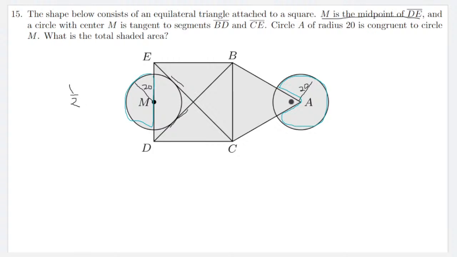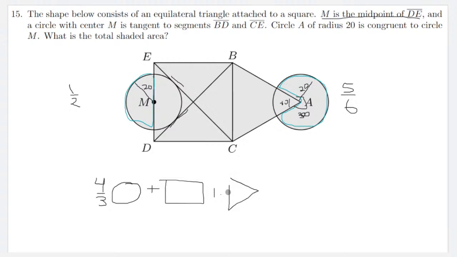Well, the one over here, we know this is an equilateral triangle, so this is 60 degrees. And we know a full circle is 360 degrees. So the remainder is 300 degrees. 300 is 5/6 of 360, so this is 5/6 of a circle. So we have 1/2 plus 5/6 of a circle, which is just 4/3 of a circle. So 4/3 of whatever the area of the circle is, plus the area of this square, and then plus the area of this triangle.